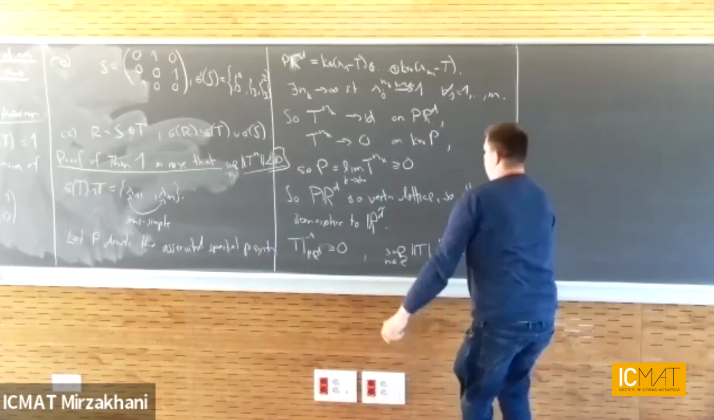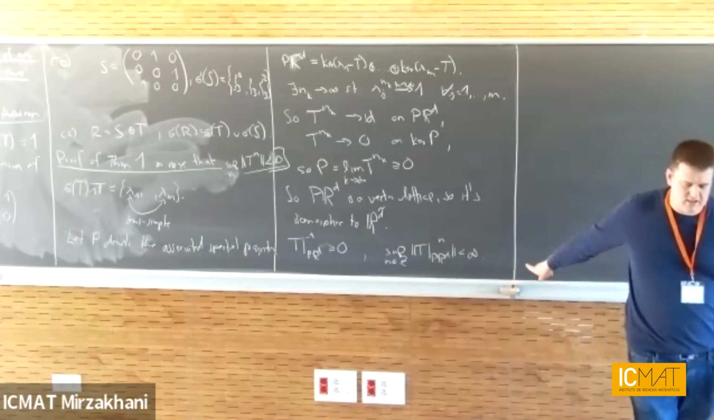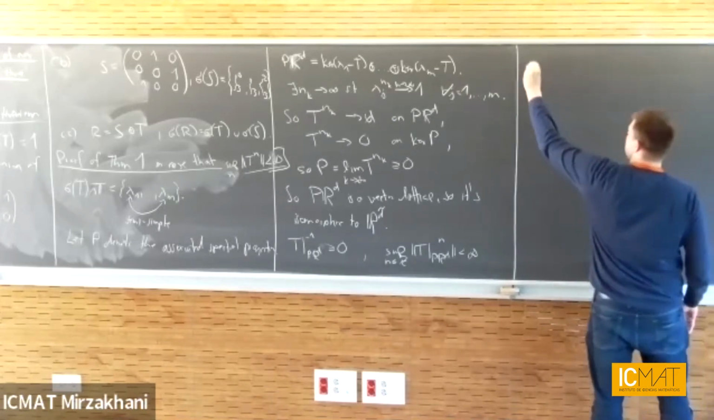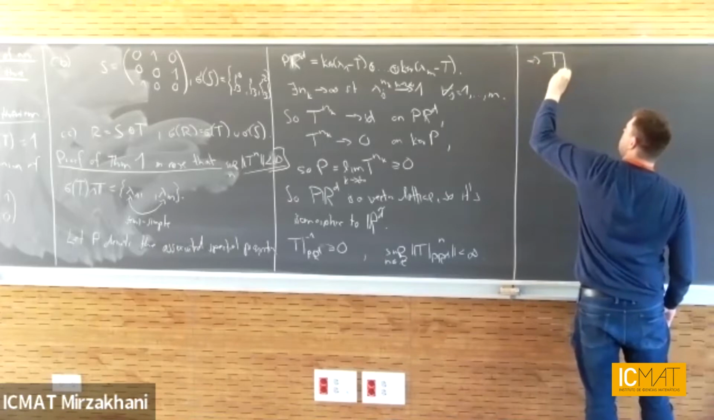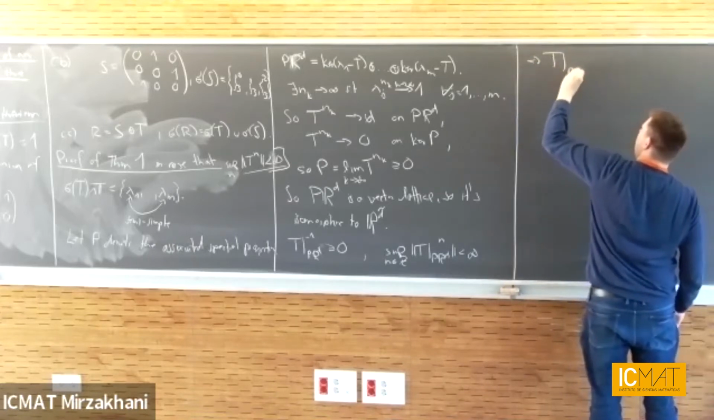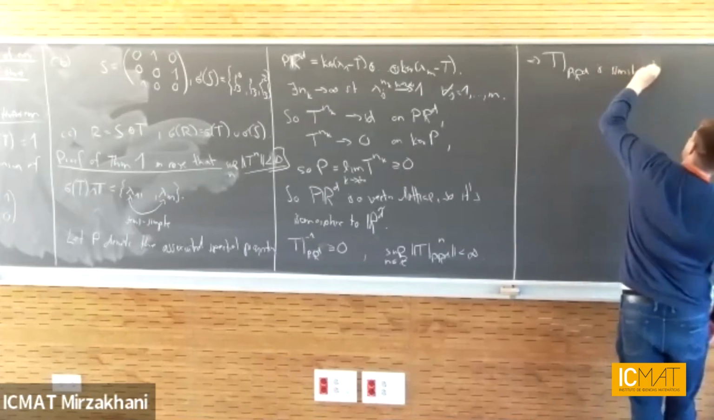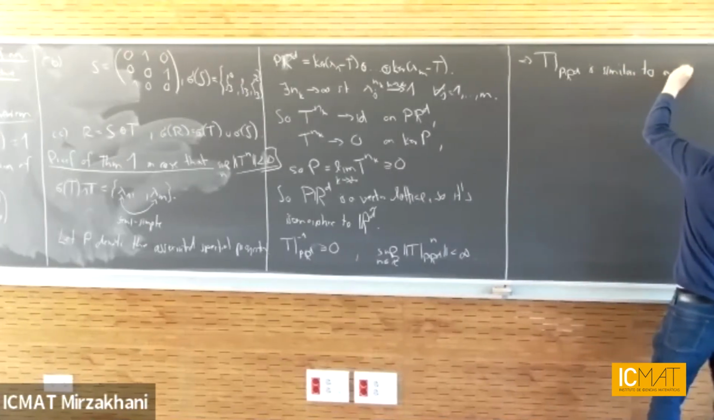Finite. Now I'm not going to show this detail now, but using this you can show that your weighted permutation matrix is similar just to a permutation matrix. So this implies that T restricted to the space is similar to a permutation matrix.